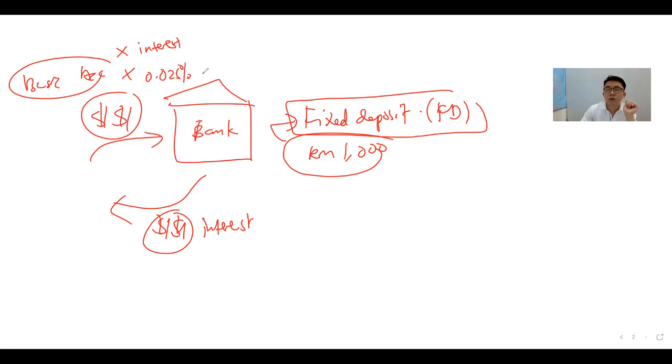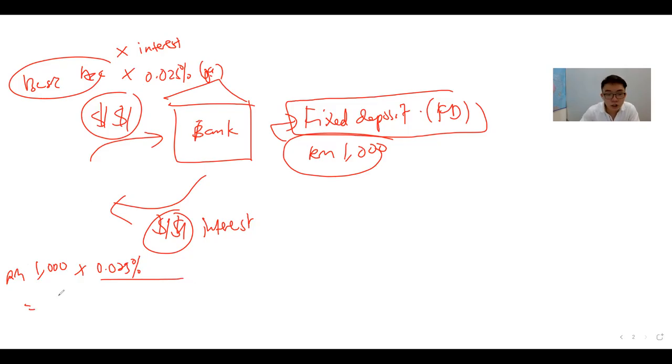0.025%. Bro, you know how much is 0.025%? Let's do a simple calculation. Let's say you kumpul 1,000 ringgit, you save 1,000 ringgit. Normally this is per annum, meaning satu tahun. For this FD also, all the interest rates go by 1 year. So let's say you have 1,000 ringgit and your interest is just 0.025%. You do the maths, use a calculator. 1,000 times 0.025, you have to divide by 100, because this is a percentage.